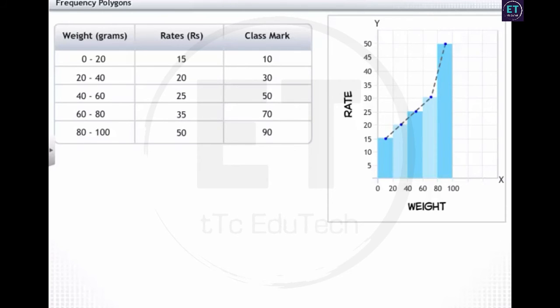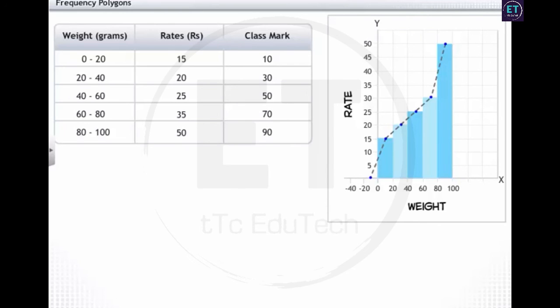Does that complete our frequency polygon? Not quite. To complete the frequency polygon, we need to join it to the x-axis. For this, consider an imaginary class interval of -20 to 0 before the first class interval given in the table. Join the midpoint of this class interval, that is -10 on the x-axis, to the beginning of the frequency polygon.